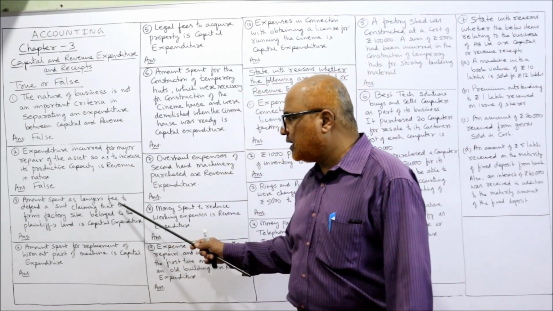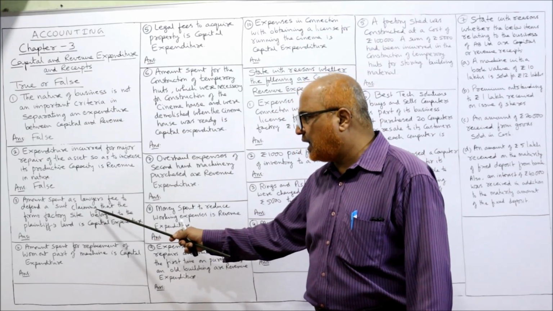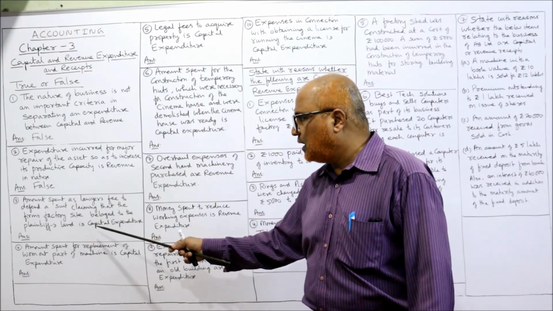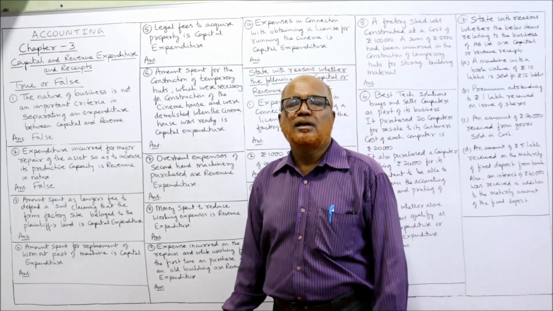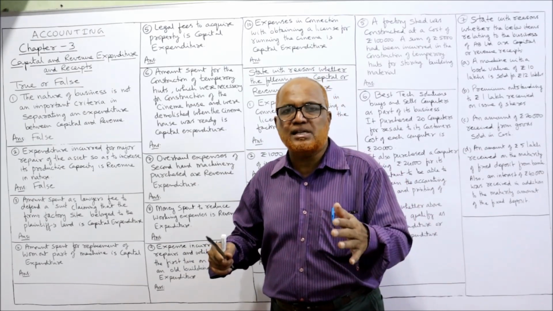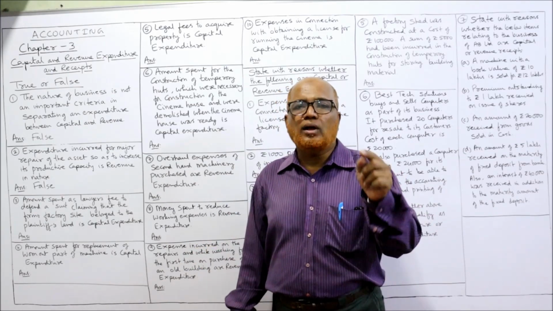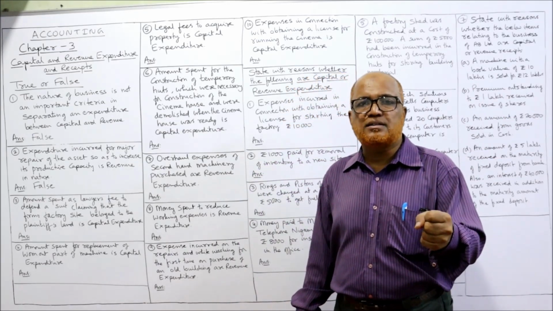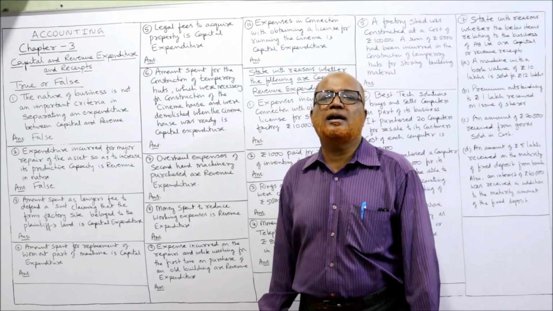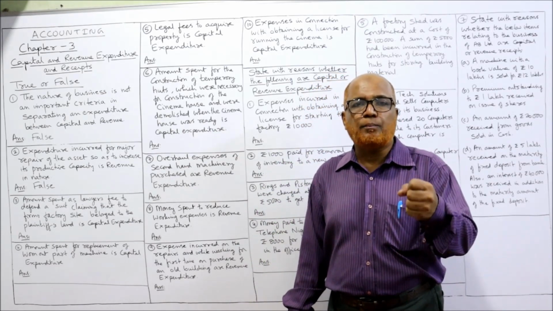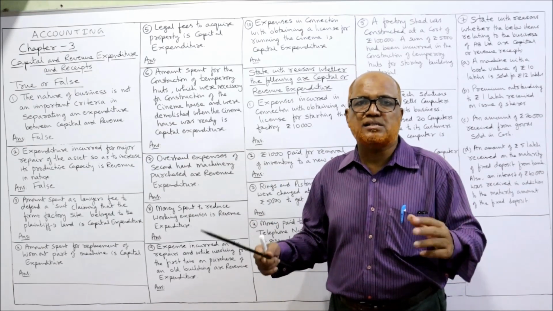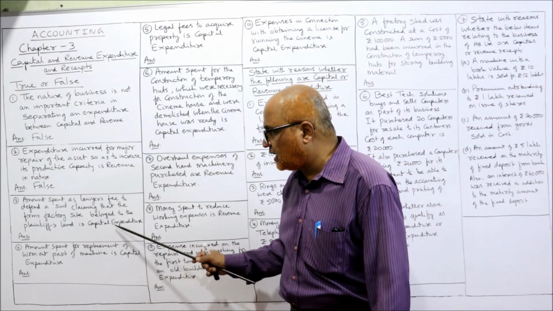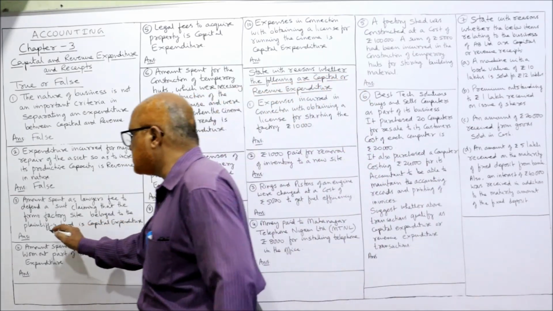Amount spent as lawyer's fee to defend a suit claiming that the firm's factory site belonged to the plaintiff's land is capital expenditure. Now see here, this business has a factory site. On that factory site, some other person has filed a court case. So to defend that, the business has incurred legal expenses. To defend our property, to defend the factory site, legal expenses are paid. It is not a capital expenditure. We are saying it is a capital expenditure. Wrong. It is a revenue expenditure.